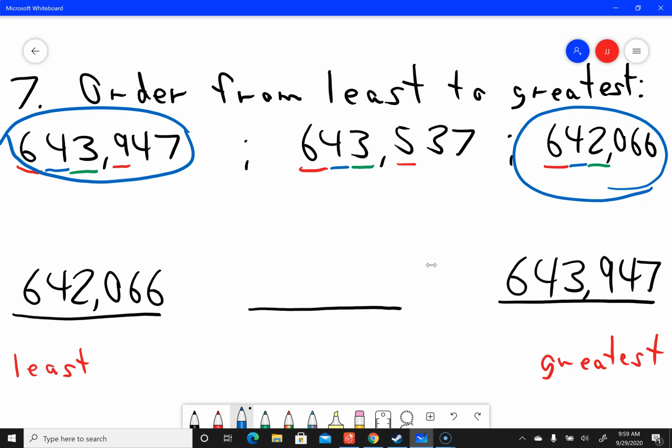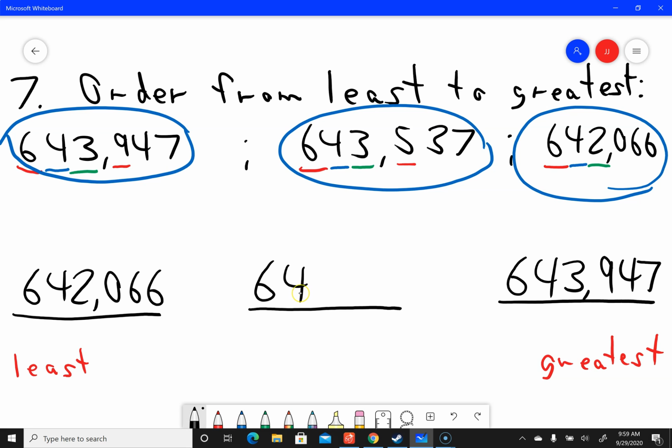And then I'm going to put this number here in the middle spot, because it's in the middle. It's a medium number. 643,537. Okay, there we go.